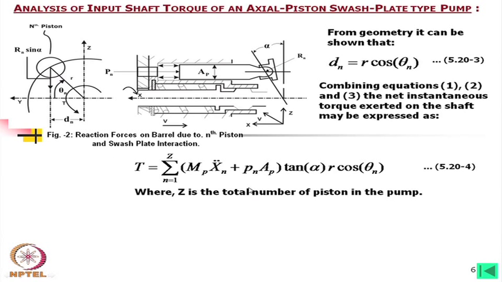Now, one thing is there, that Pn is the pressure. Now, we can consider this pressure as the differential pressure. That means, for example, that it is pumping oil at 10 megapascal, whereas on the suction side say the pressure is 1 megapascal.